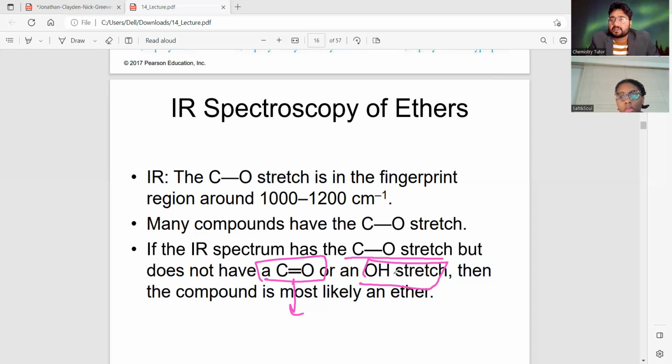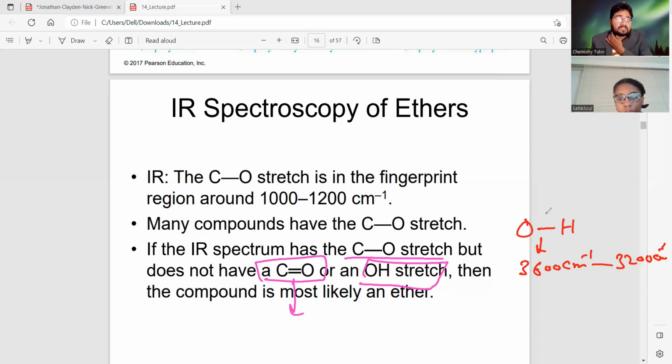in the IR spectrum? It would be near 3300. Almost. Yes, OH, excellent. OH stretches appear in the IR in the range of 3600 centimeter inverse to 3200 centimeter inverse, and normally this peak appears broad. You will get a broad peak of OH stretch in the IR spectrum.